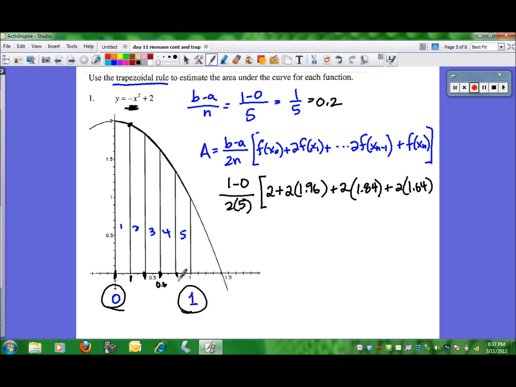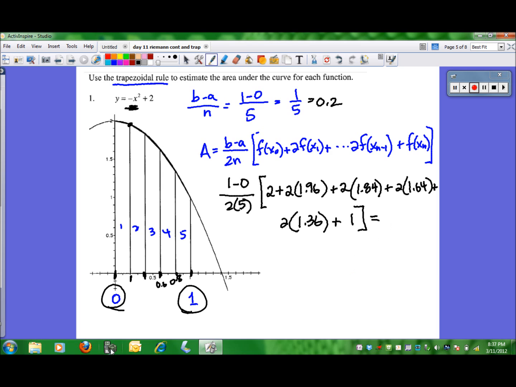And then we have our next one, which is 0.8. And I'm going to go down to the next line. So 2 times 0.8, square it. Okay. Get 0.64, negative 0.64 plus 2. You get 1.36. And then our very last one right here, 1. We don't multiply it by 2, remember, because we're only using that base once. And I get 1 squared. It's negative 1 now, plus 2, so it's 1.